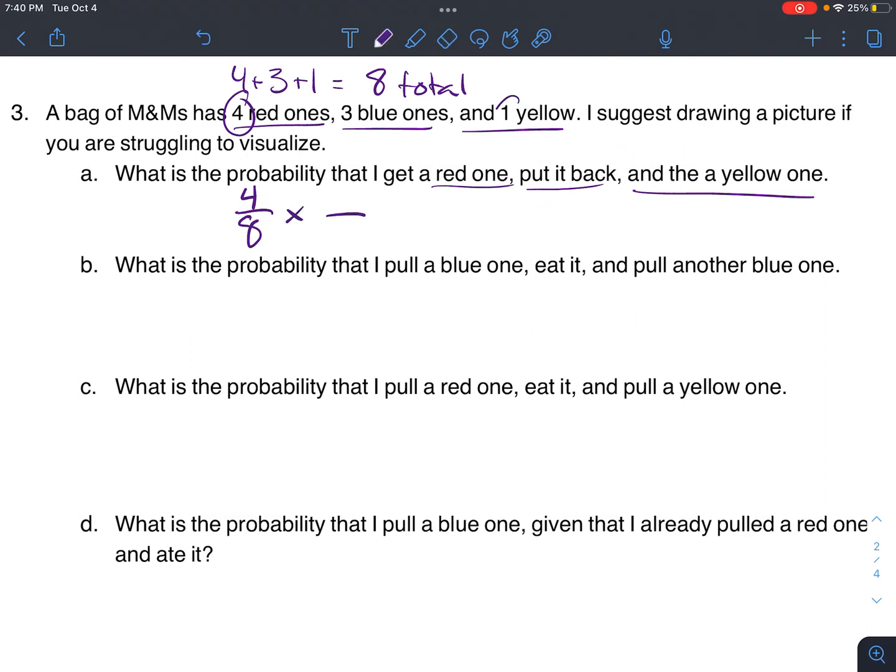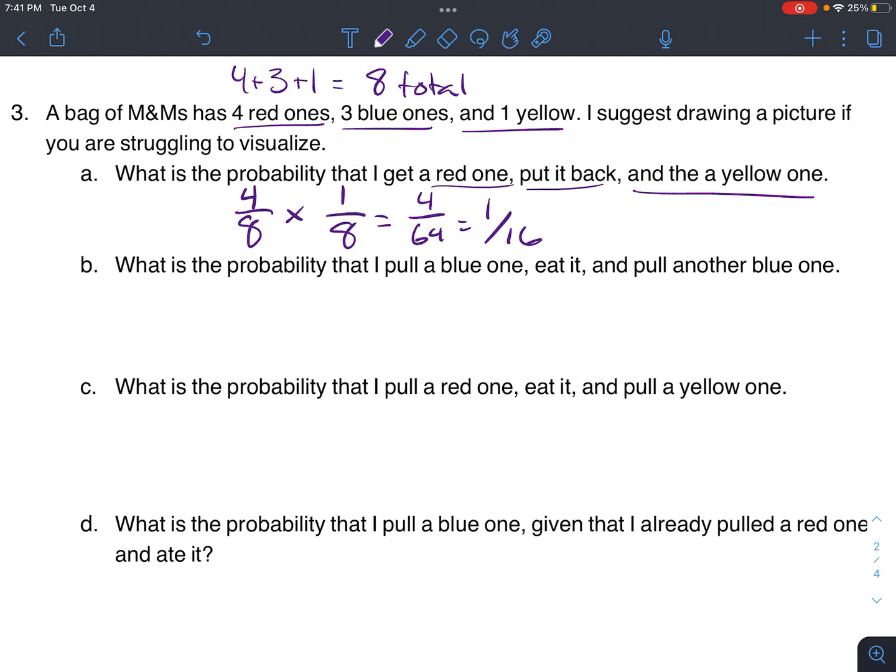So we're going to multiply. I only have one desired outcome here, out of 8. So I have 4/8 times 1/8. We're going to get 4 over 64, or 1 over 16.